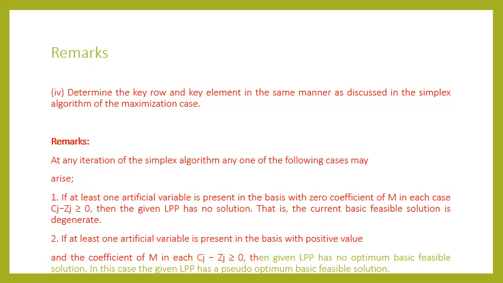2. If at least one artificial variable is present in the basis with a positive value and the coefficient of M in each Cj minus Zj is more than or equal to 0, then the given LPP has no optimum basic solution. In this case, the given LPP has no pseudo optimum basic feasible solution.